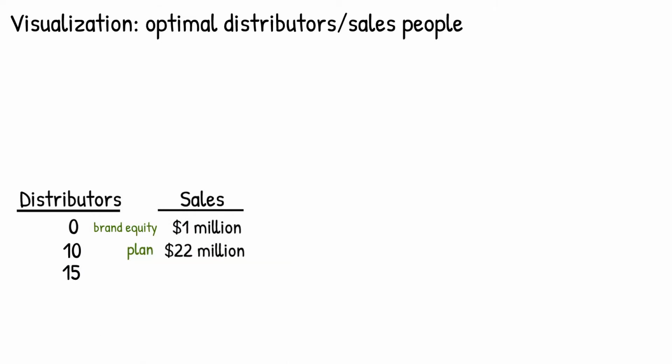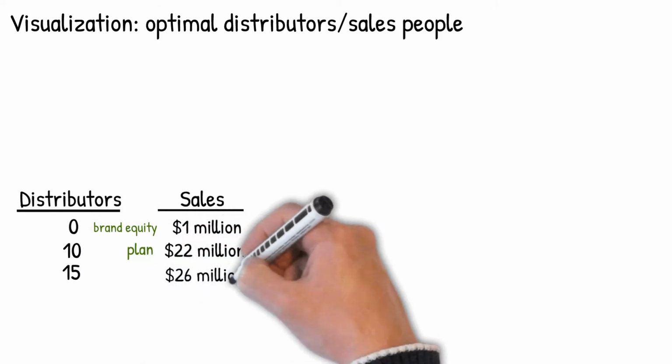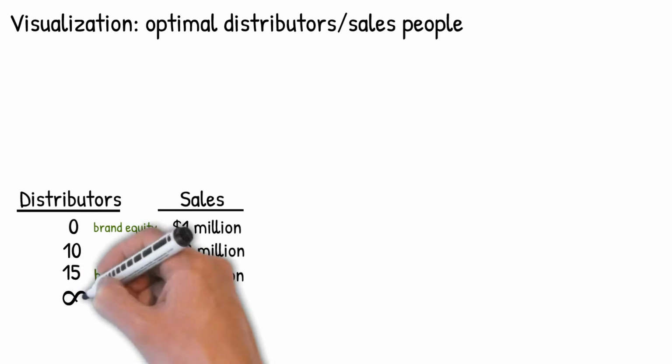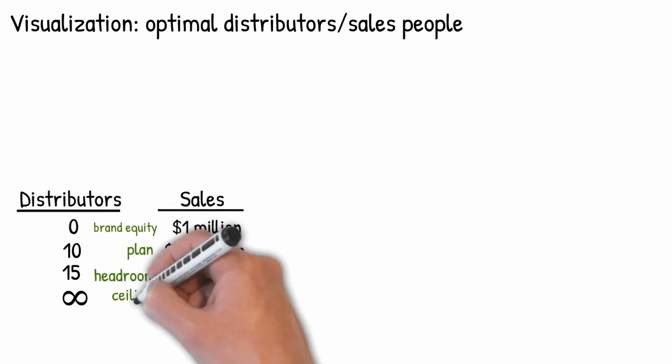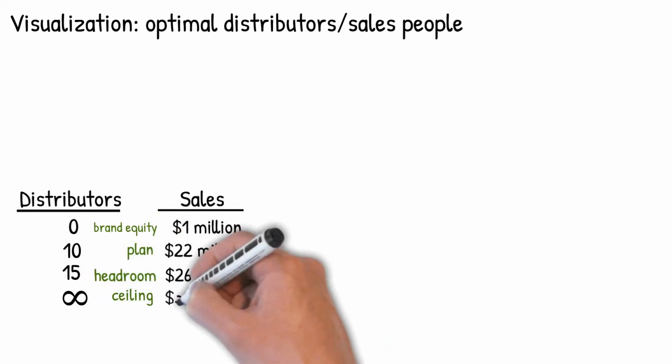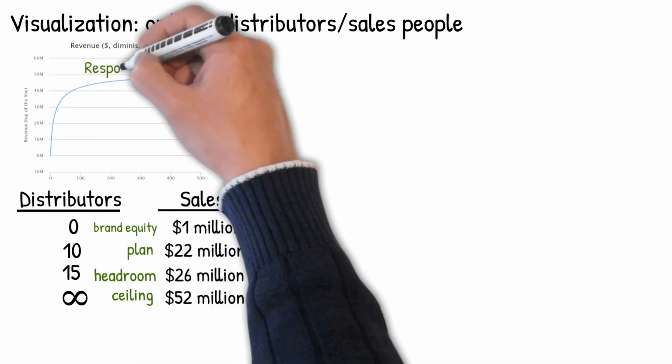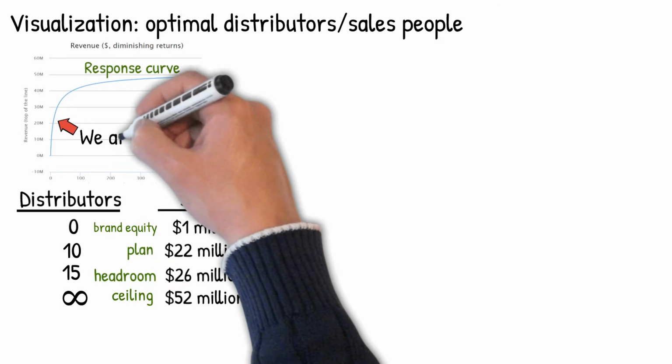Now let's ask, if we had 15 more distributors, how much more sales might we have? Let's say that would be about $26 million. That's called headroom. And then finally, what if we had as many salespeople as we ever could hope for? An infinite number. Let's call that the ceiling. Let's say that's about $52 million. From this, you're going to be able to plot a response curve. Now, we're located right about here with 10 people.